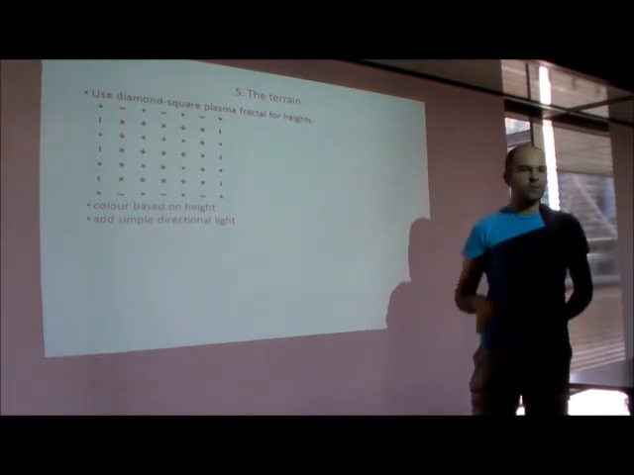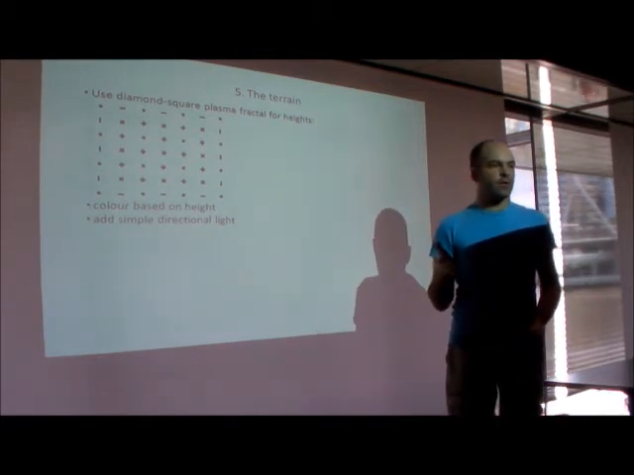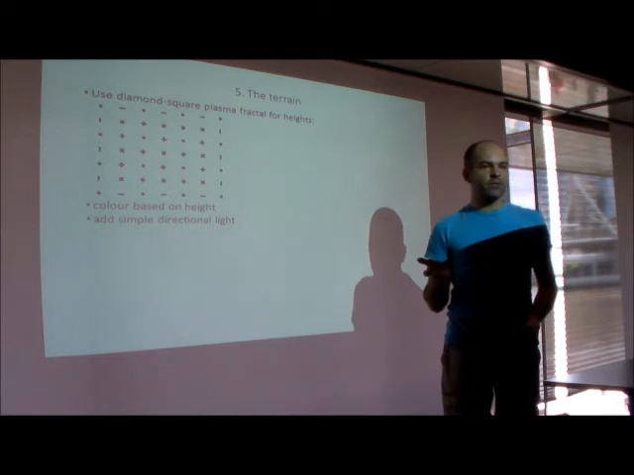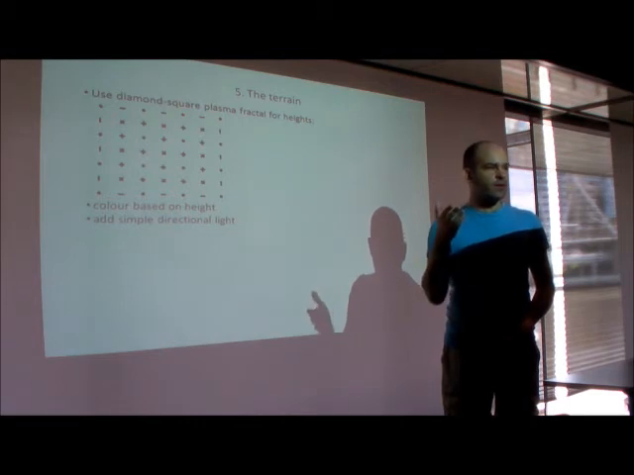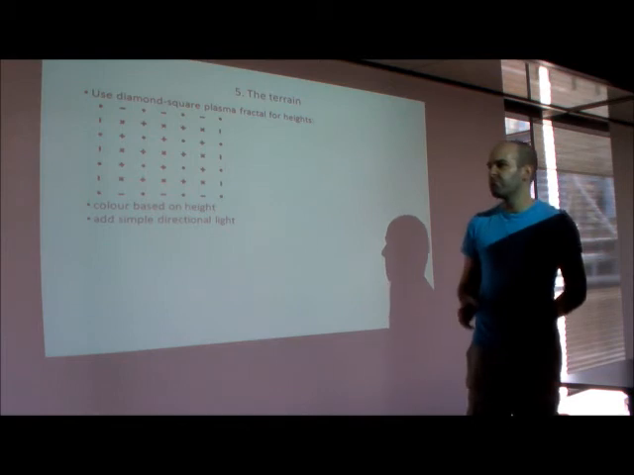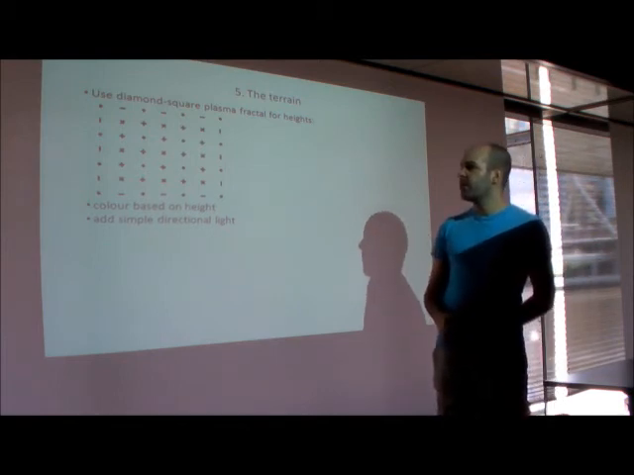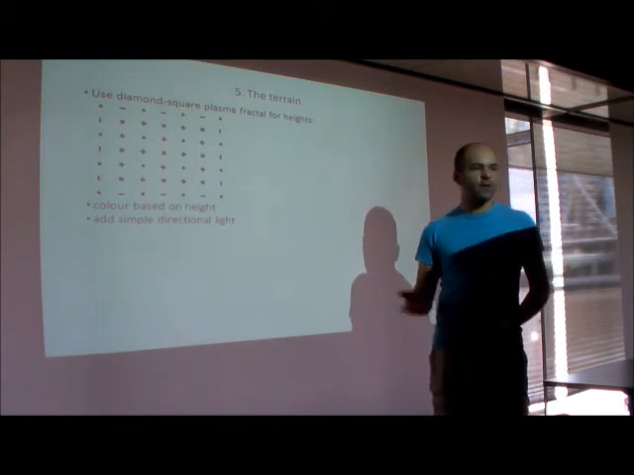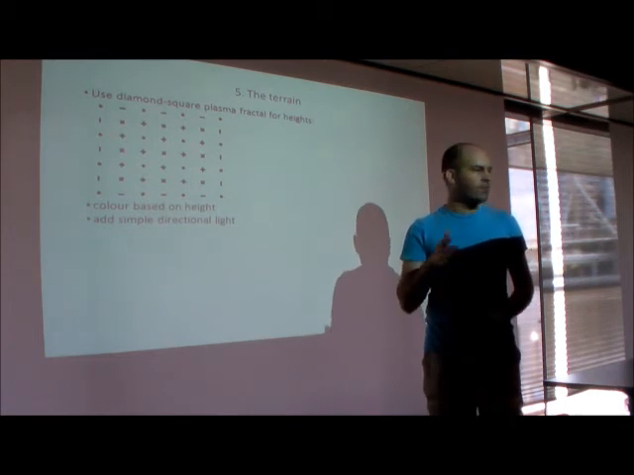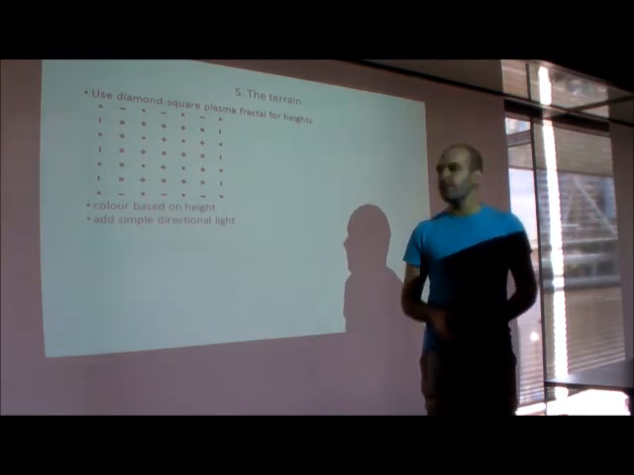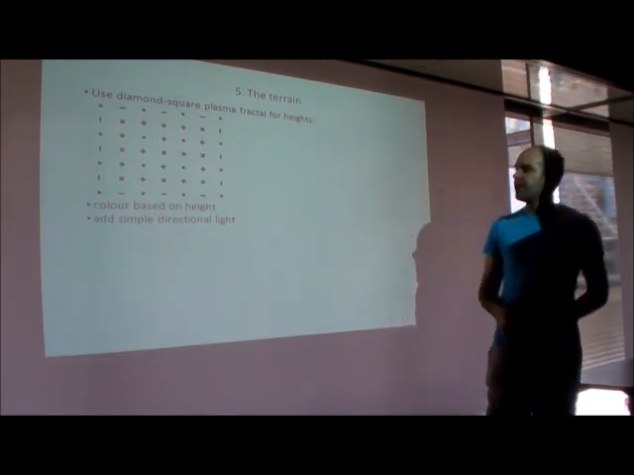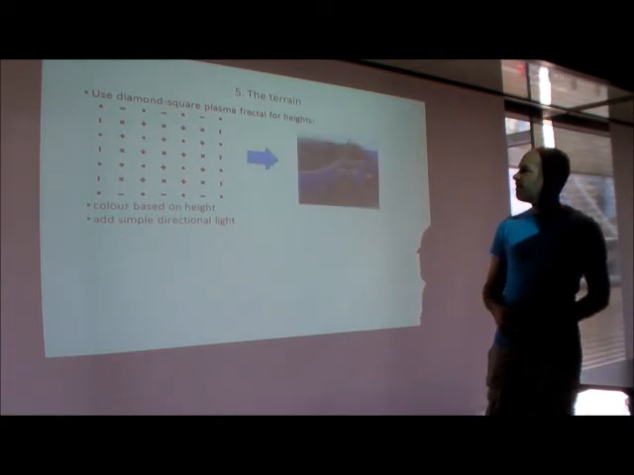So the next thing you do is you've got a height field, you colour based on height. This is like a really cheap trick for making it look a bit like terrain. If it's really low, make it blue like it's the ocean. If it's really high, it's white like snow. If it's in the middle, it's green like trees. Works quite well. And then you add a simple directional light. You've got a height field, you can work out the normal for each point. And after you've done that, you get something a bit like this.